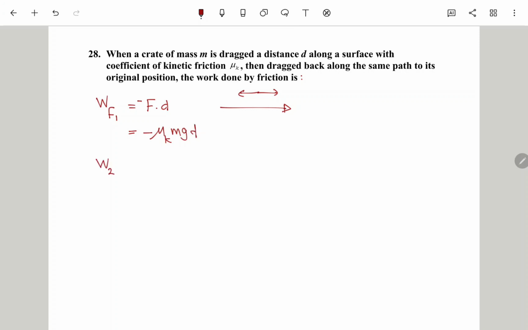The work done on the second path, assuming that it's back in this one here, so the displacement is this way and the force again is in the opposite direction, the angle is equal to 180 degrees. Cosine 180 is equal to minus 1. In this case, work on the second track is equal to minus mu k mg d. Now the total work is equal to work 1 plus work 2, and both works are the same, so it's equal to minus 2 mu k mg d. It's not 0.